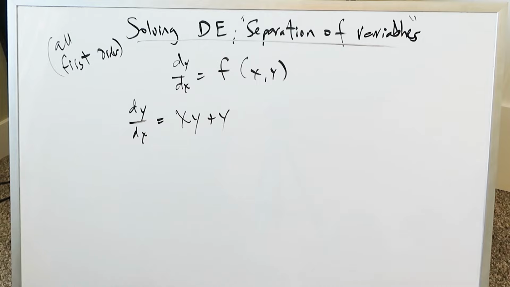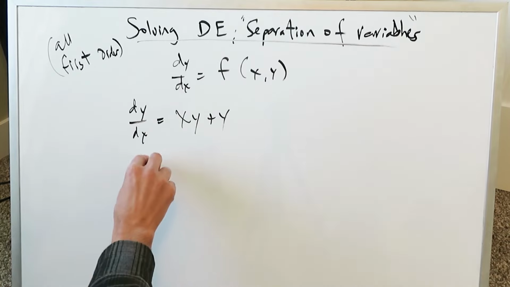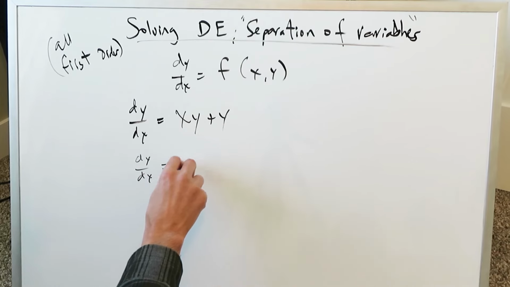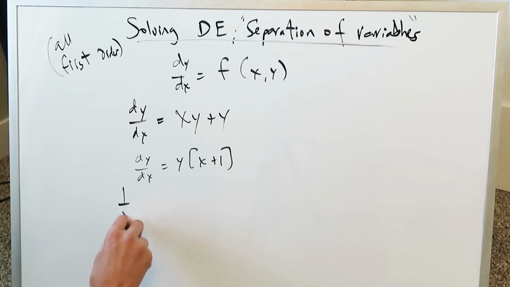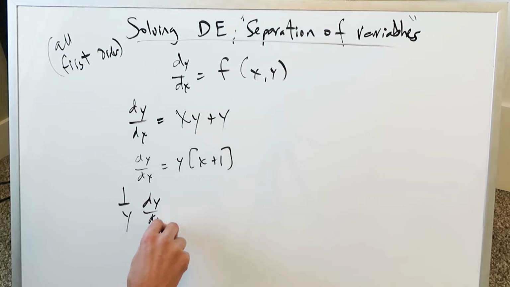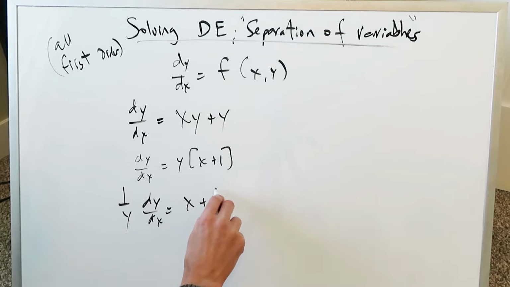We have this one right here, xy plus y. How can we do this? We have to separate the variables, rewrite them by isolating the y. You have here x plus 1. Now bring the y on the other side. You'll have 1 over y dy dx is equal to x plus 1.